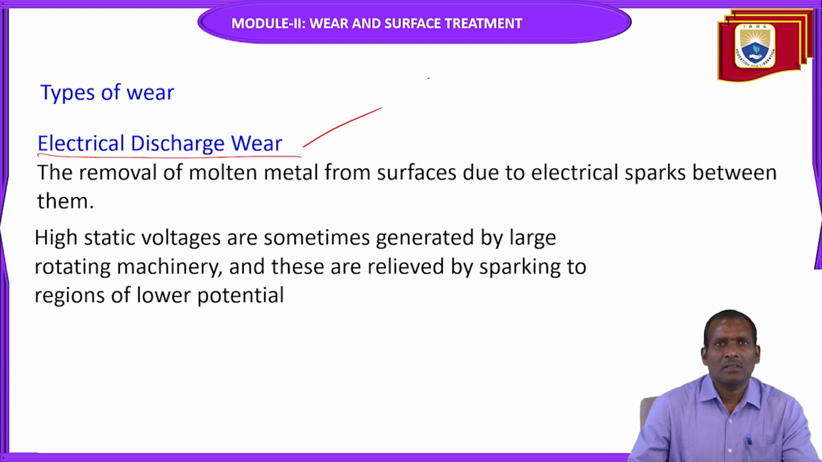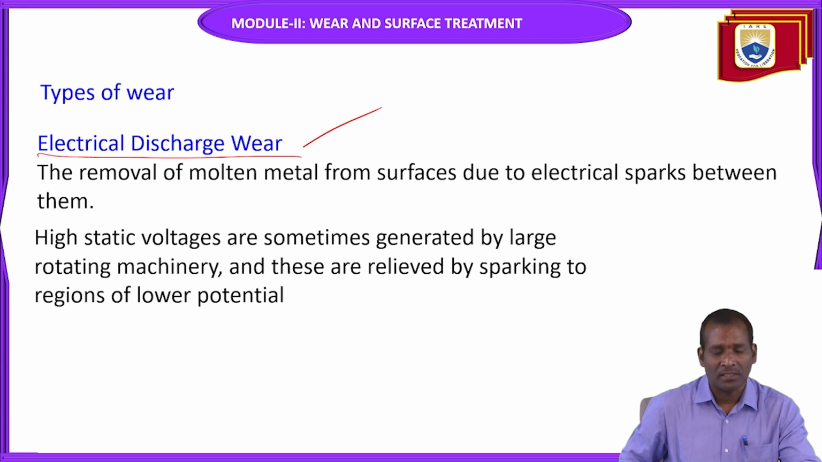In this type of wear, the removal of molten metal from surfaces due to the electrical sparks between them. So whenever high static voltages are developed by large rotating machinery, and these are relieved by sparking to regions of lower potential. So this type of wear is known as electrical discharge wear.